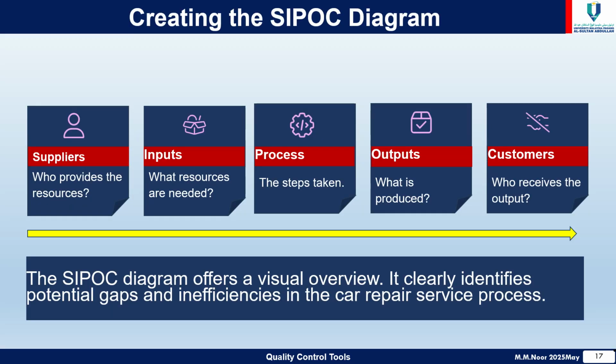Creating the SIPOC diagram. Once you've got all your information, put it together in a SIPOC diagram. The visual map makes it easier for everyone to see how the process flows, where things might go wrong, and where you can make improvements. It is a great tool for team discussion and planning.